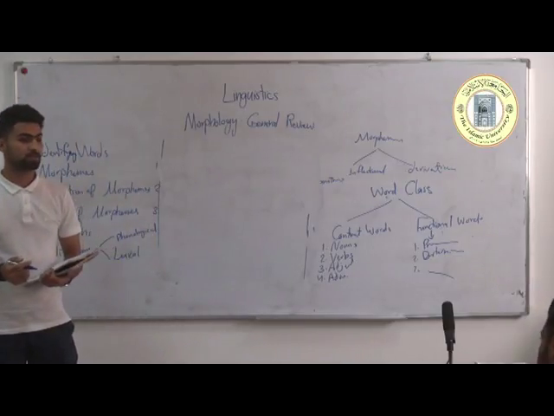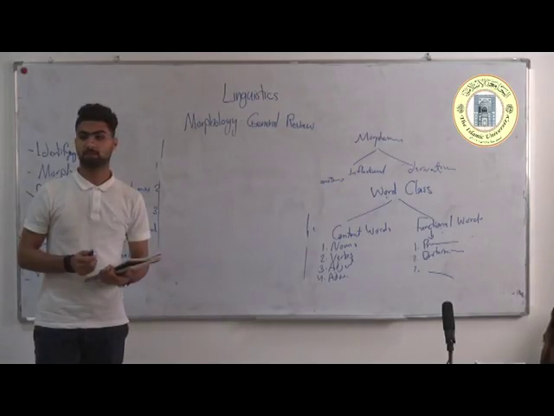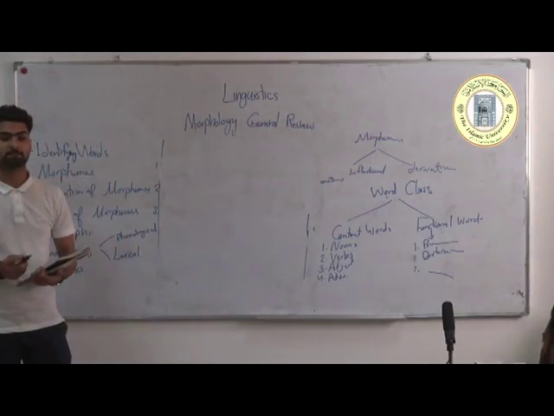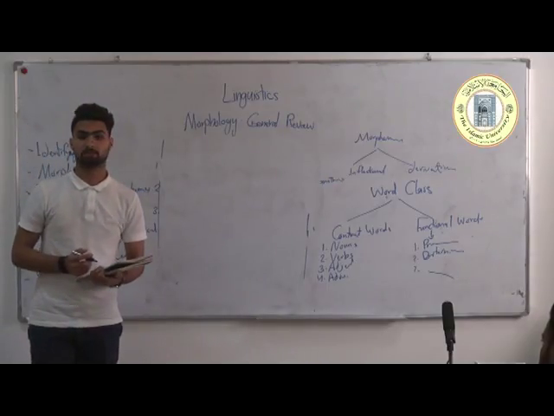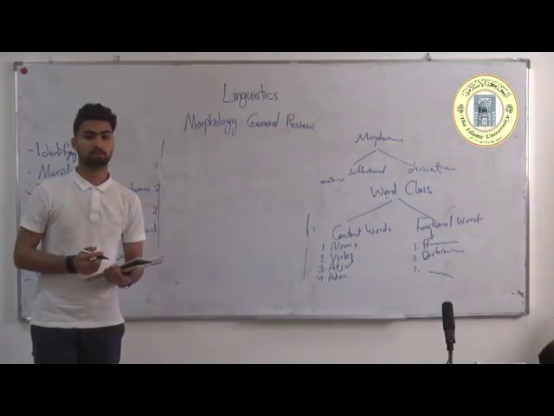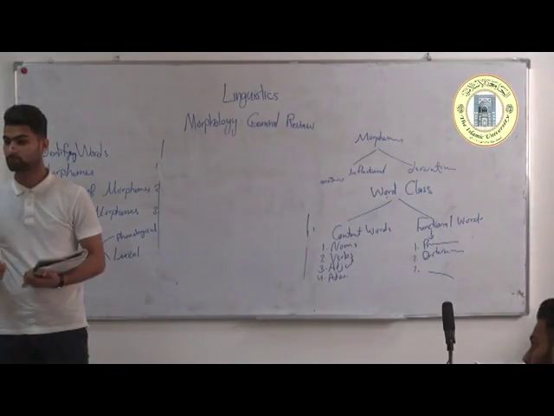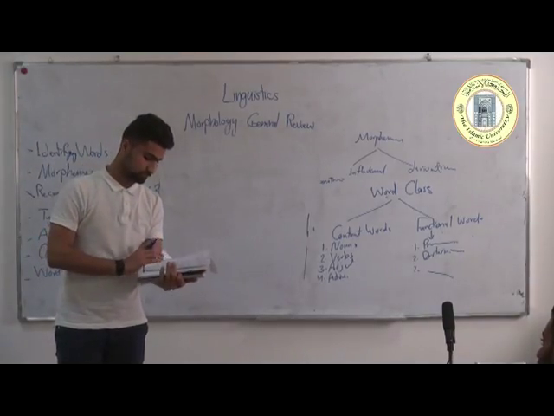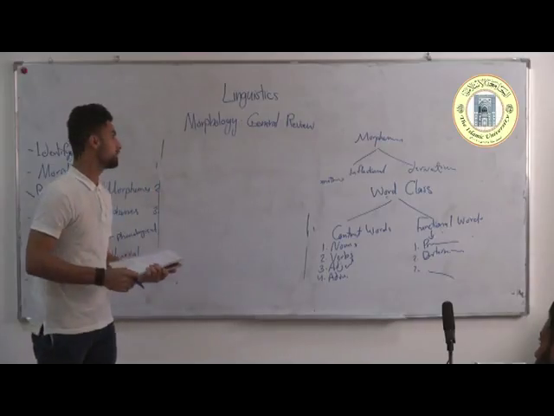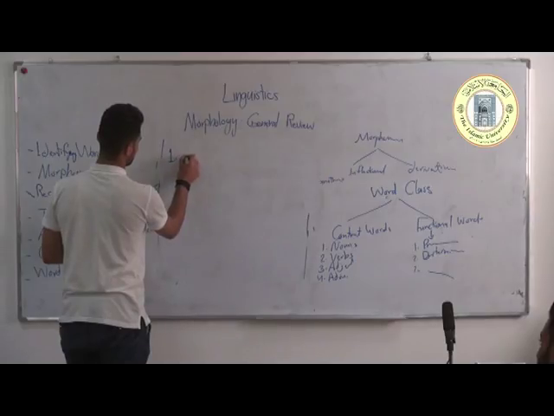According to Bloomfield, a word is the minimum form, the smallest form which can occur by itself. The second definition of a word is that it is preceded and followed by a space. We have three kinds of defining.